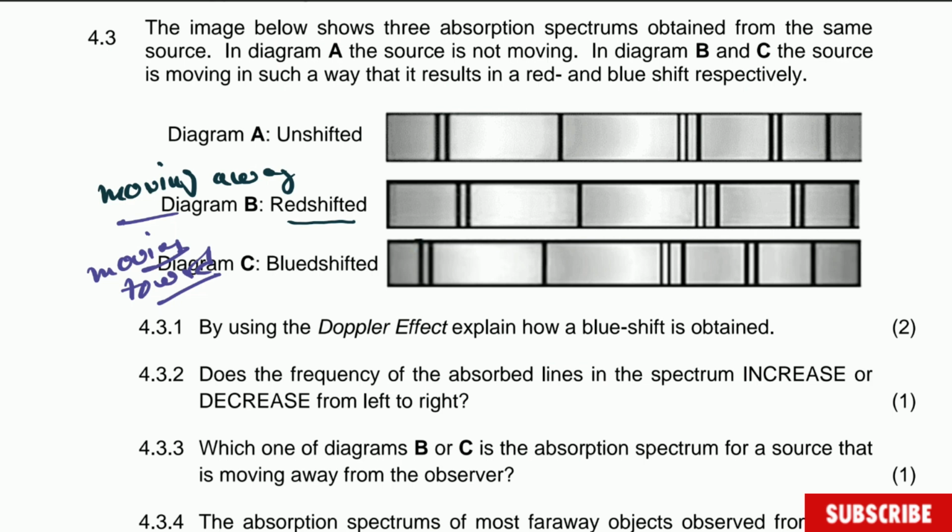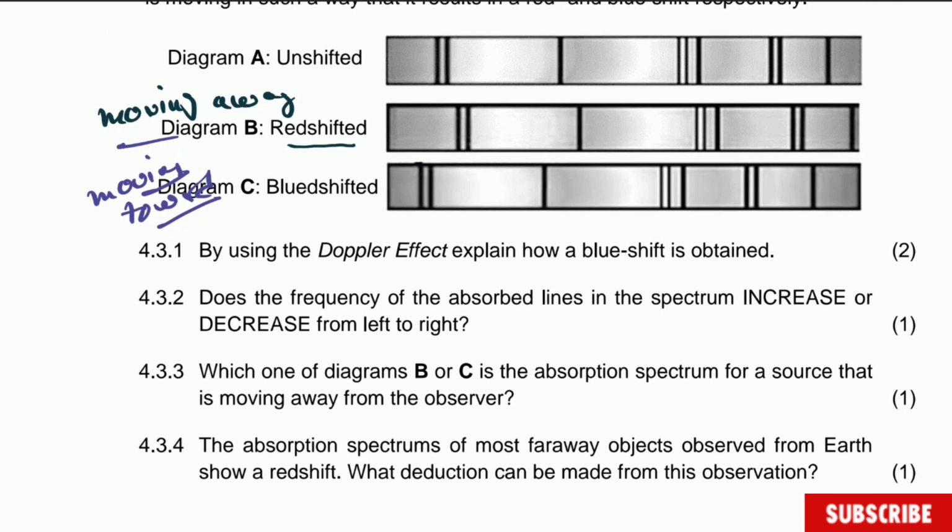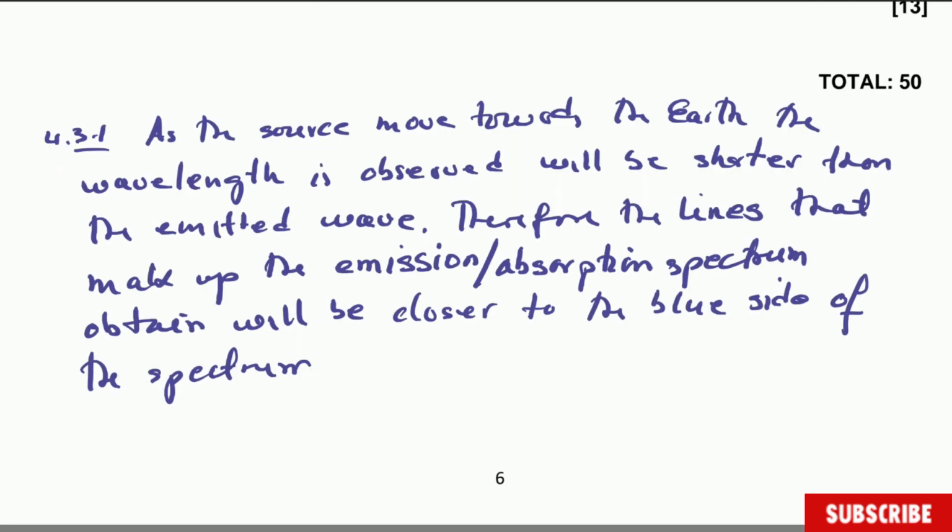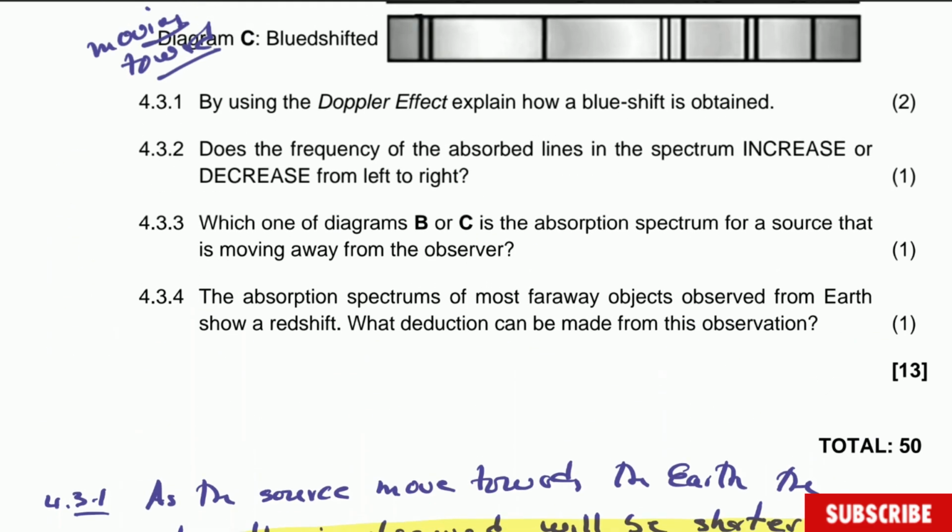By using Doppler effect, explain how the blue shift is obtained. Does the frequency of the absorbed line in the spectrum increase or decrease from left to right? So let's explain quickly 4.3.1. As the source moves towards the Earth, the wavelength observed will be shorter than the emitted wave. That is the first important point. Therefore, the lines that make up the emission or absorption spectrum obtained will be closer to the blue side. Remember, the blue side has the higher frequency. That is how it is happening.